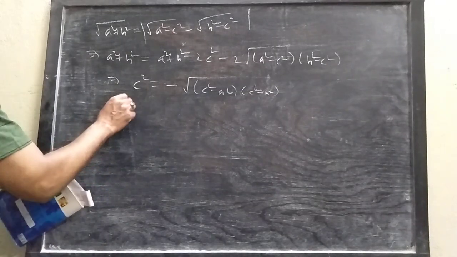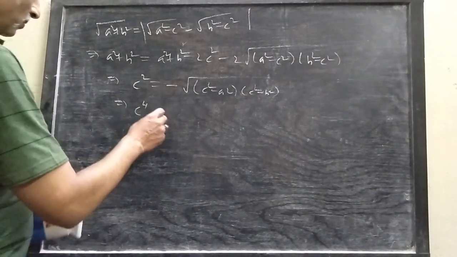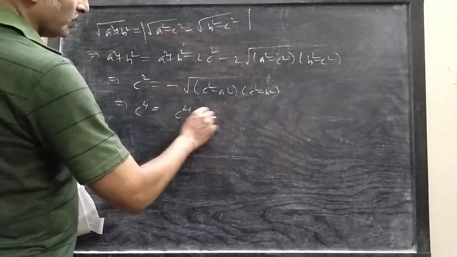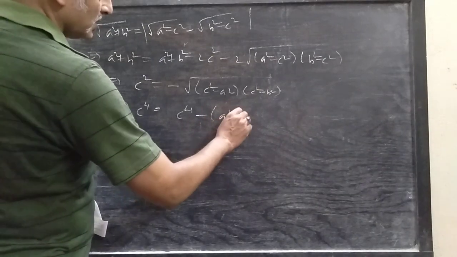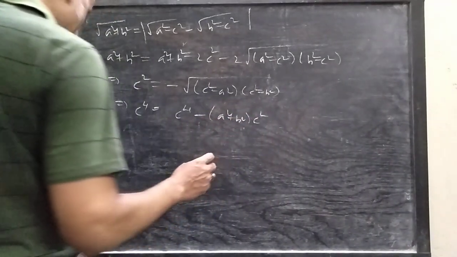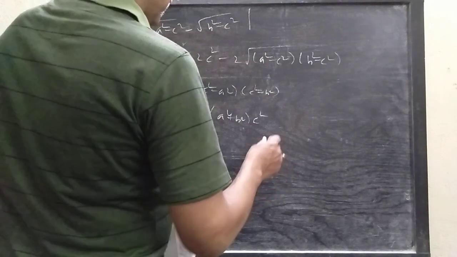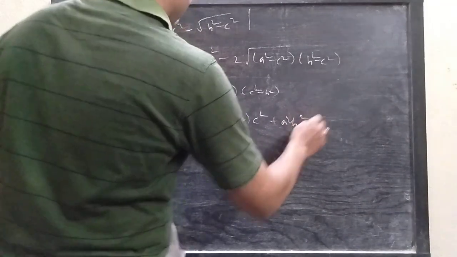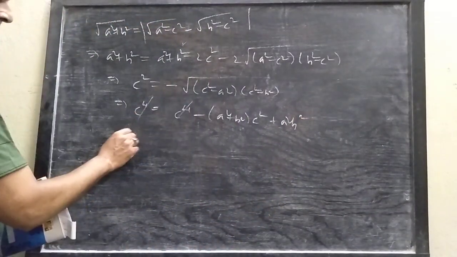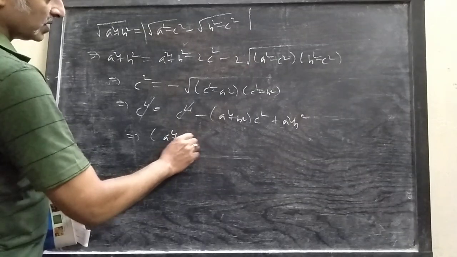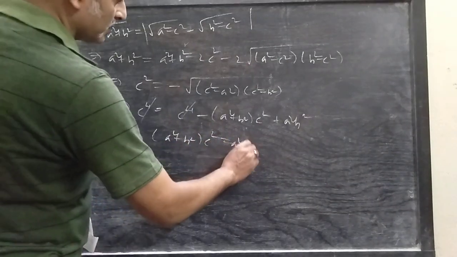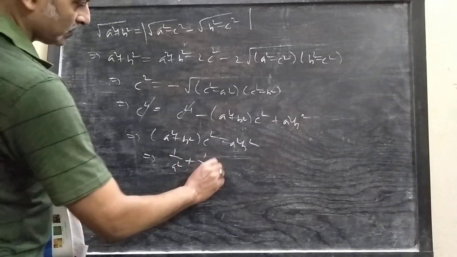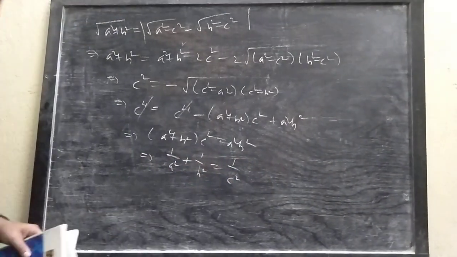Now again squaring both sides, we get c to the power 4 equals c to the power 4 minus a square plus b square into c square plus a square b square. This is cancelled. You get a square plus b square into c square equals a square b square. Divide both sides by a square b square. We get 1 by a square plus 1 by b square equals 1 by c square. Proved.